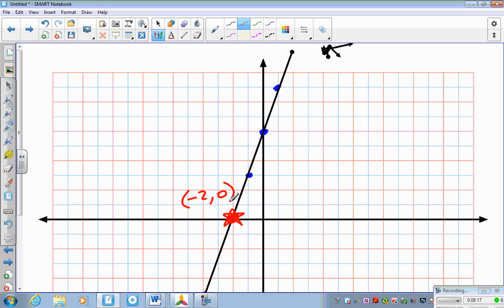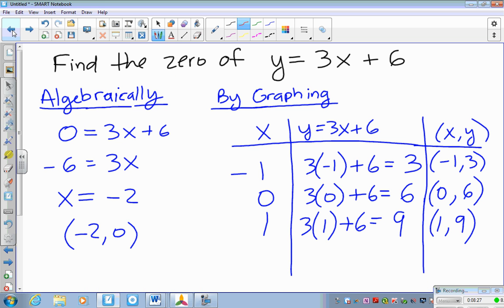What was the other word? I left off one. X-intercept, solution, root, and 0. They're all -2. And hopefully, you should see that that matches up exactly with what we did algebraically. 2 methods to get the same answer.